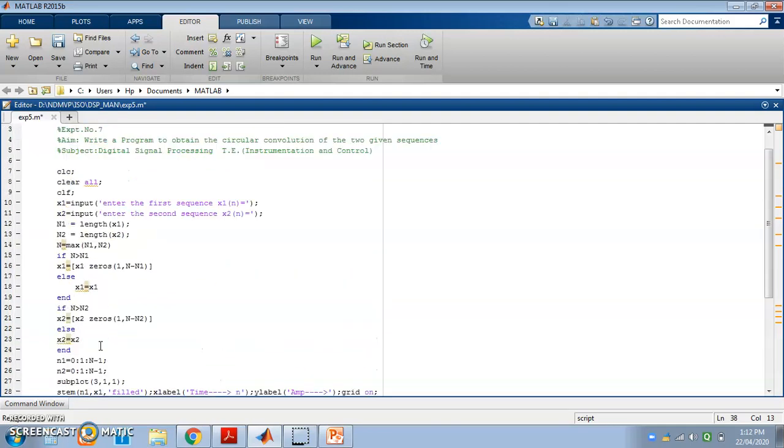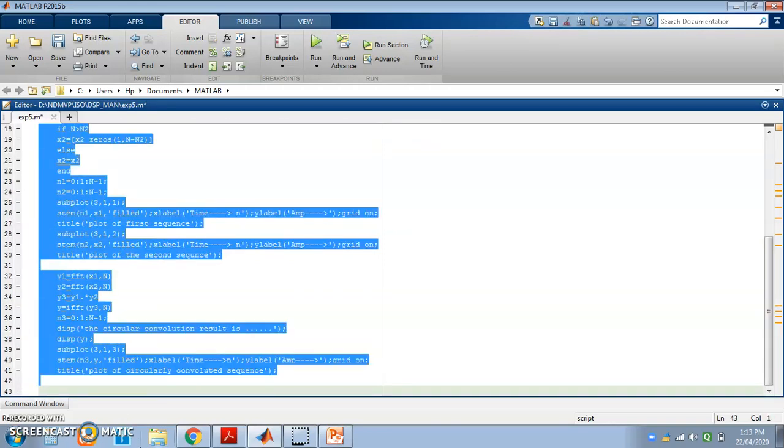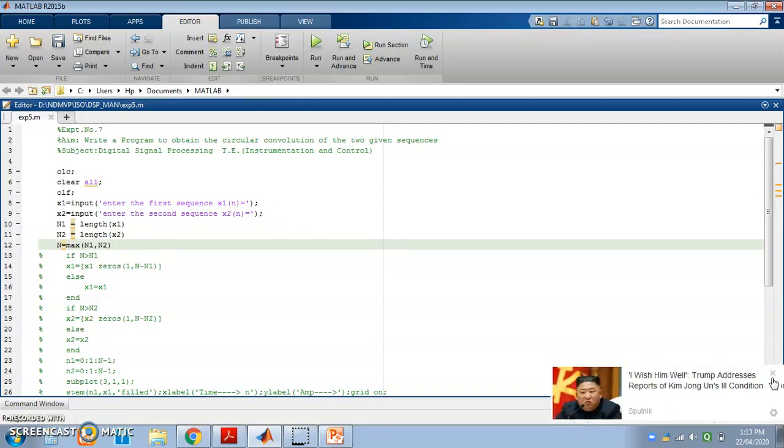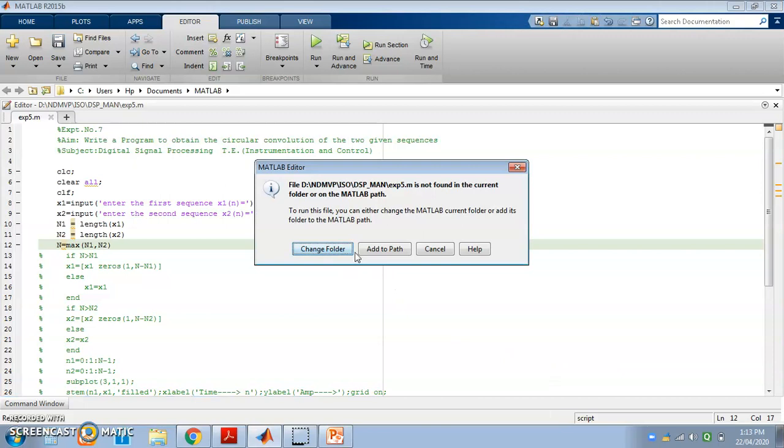We will get more details about this code just by running it command by command. First of all, I will consider the code up to line number 12, and I will make the remaining part of the code commented. If I run this code, it will ask me to first add this code or file into the MATLAB compiler.